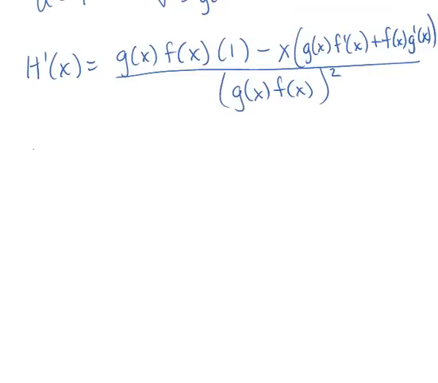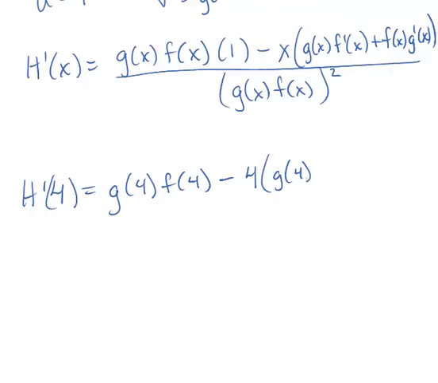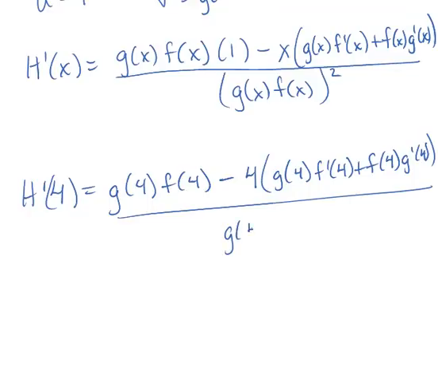Okay, well, this is fun because now we get to plug in 4, because all we're really wondering was what's h prime at 4, right? So this is h prime at 4, so put a 4 everywhere you see an x. g of 4 times f at 4 times 1, so I'm just not going to write it, and then 4 times g at 4 times f prime at 4 plus f at 4 times g prime at 4. And that's all going to be over g at 4 times f at 4, and then square that.